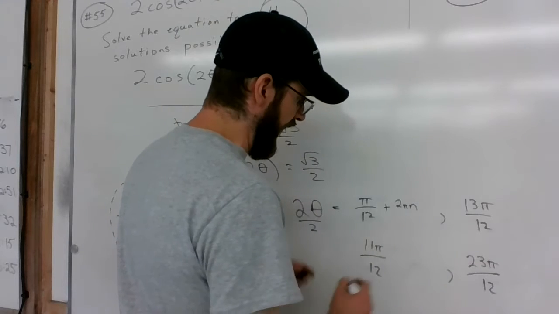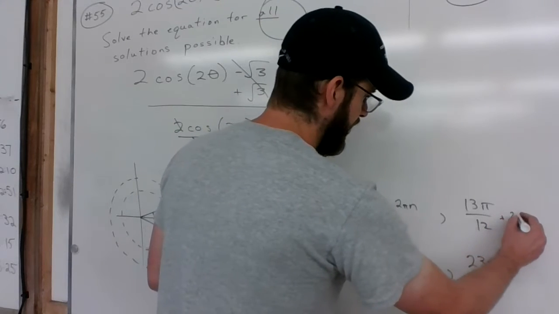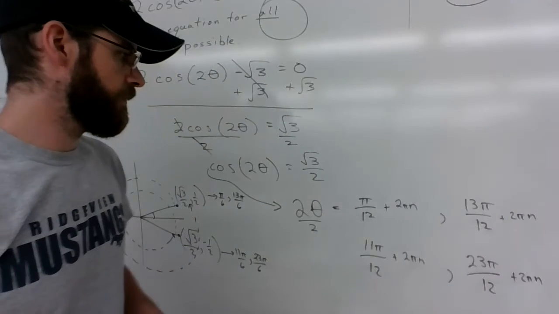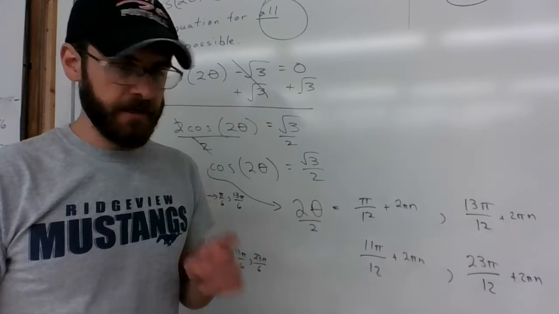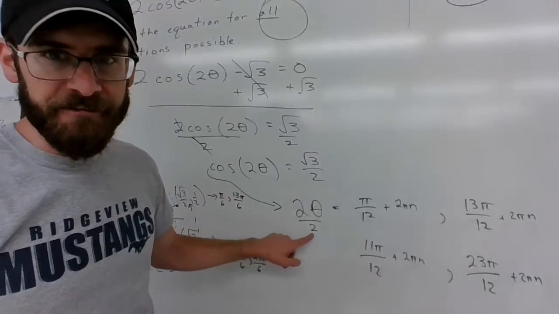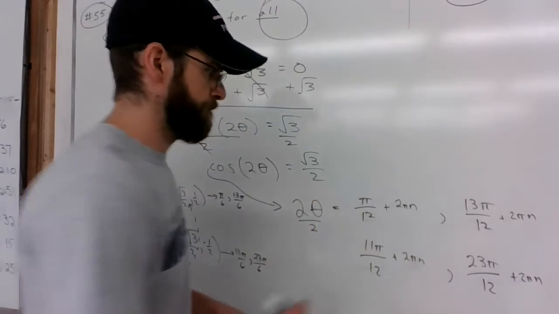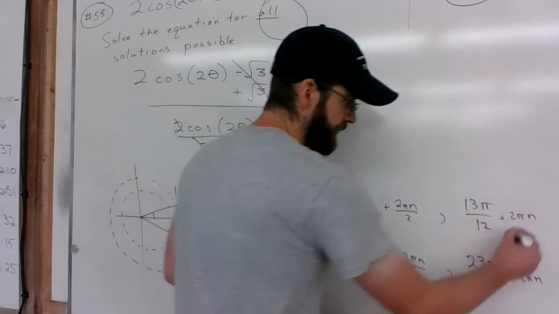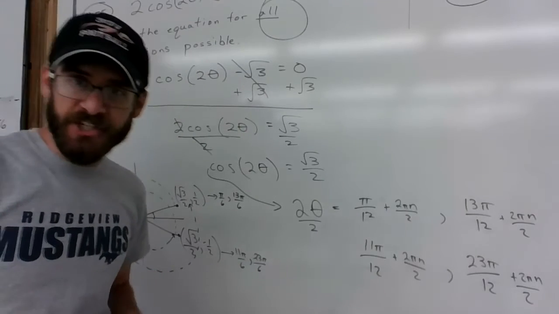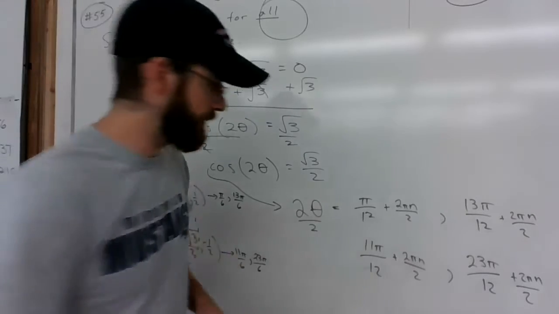Well, we could add 2 pi n, and we can add 2 pi n. But here's the thing. Technically, those 2 pi n's should be cut in half, just like their radian values should have been beforehand. So you divide that by 2, divide that by 2, divide that by 2, divide that by 2. Which means they should all be pi n's. I'm sorry, pi n's, not pi over n.